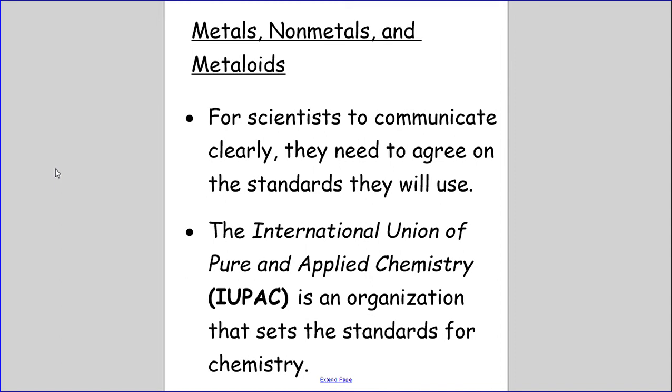So for metals, nonmetals, and metalloids, for scientists to communicate clearly, obviously they needed to agree on the standards that they're going to use. And so we talk about this IUPAC term. It's basically like the equivalent of using the metric system. So the International Union of Pure and Applied Chemistry is an organization that basically sets the standards for all of chemistry. Like I said, it's kind of like picturing the metric system and how we tend to use things like meters, kilometers, that sort of thing. Instead, they basically start to identify what the atomic mass stands for and why we're basing it on 1/12 that of a carbon atom and that kind of stuff.